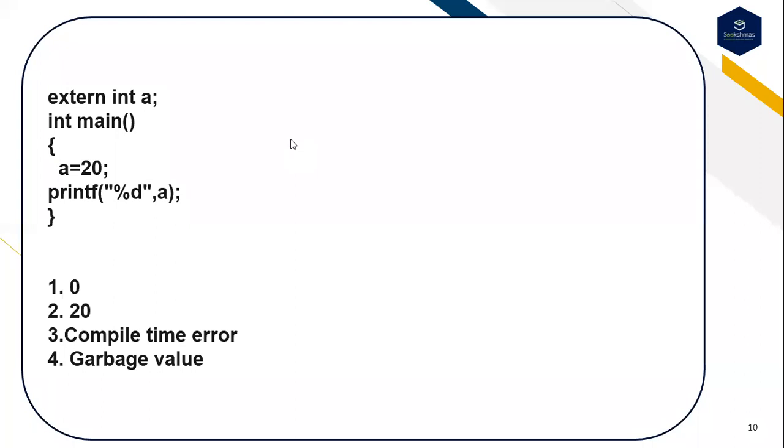This is the third question. extern int a; int main() { a = 20; printf("%d", a); } These are the following options. First option is 0, second option is 20, third option is compile time error, and the fourth option is garbage value. You can predict the output of this code. You can pause this video and guess the output.